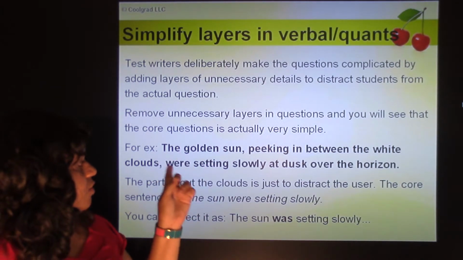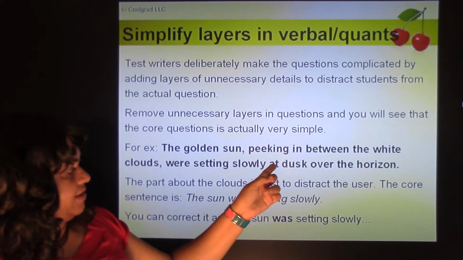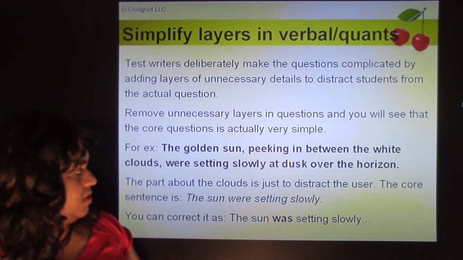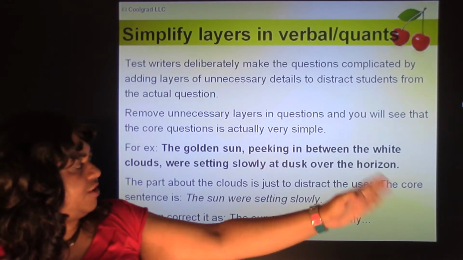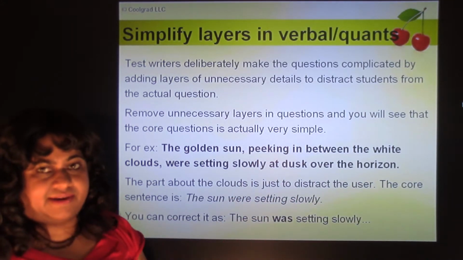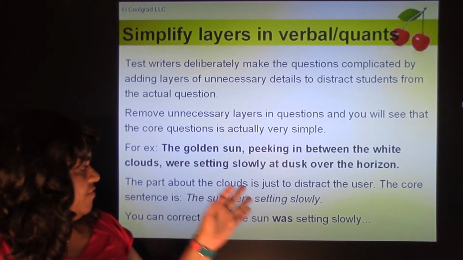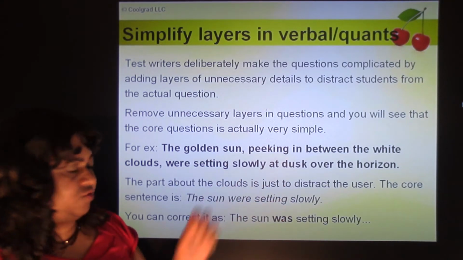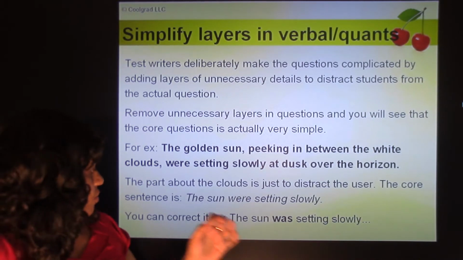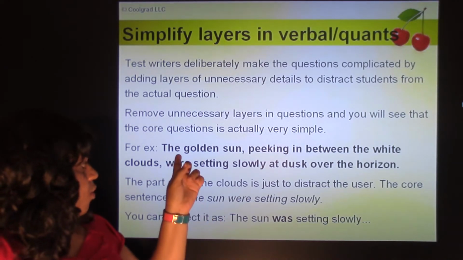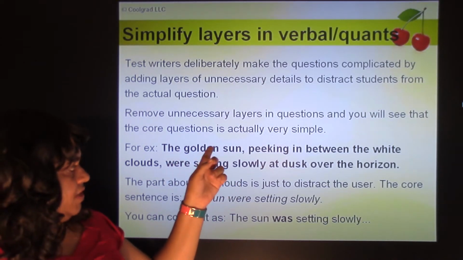So, the golden sun were setting slowly at dusk over the horizon. At dusk over the horizon, there's nothing wrong with that. Eliminate that layer. So you're left with the core sentence, okay? This is all added just to distract the user. The core sentence is the golden sun, okay? You can even eliminate golden.